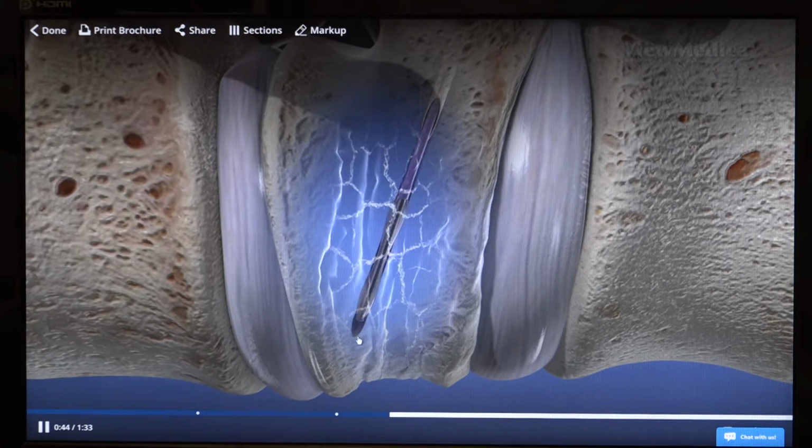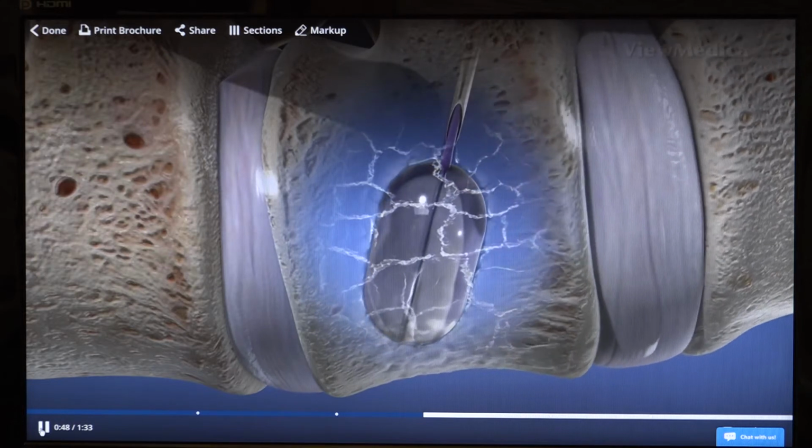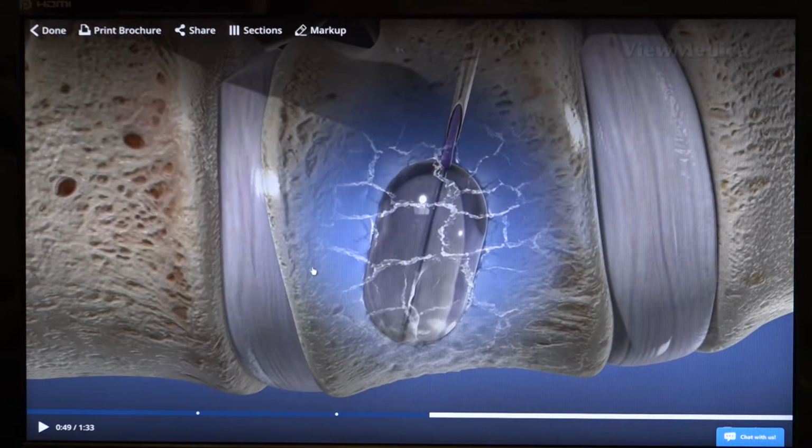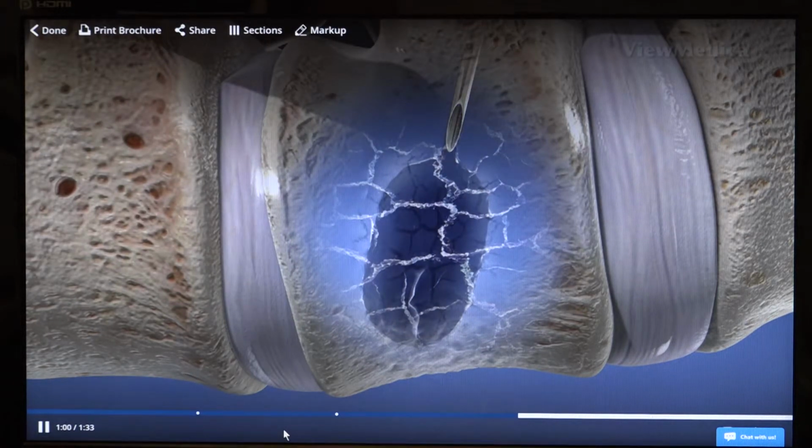Through this needle, we're able to put a balloon catheter, and we inflate the balloon catheter. And as you can see, by inflating the balloon catheter, we're able to reestablish the height of the vertebral body, and this assumes a normal height compared to the other vertebrae above and below it. Once we are able to achieve the proper height by expanding the balloon, we then deflate the balloon, and we remove it through the same needle that we placed the balloon.